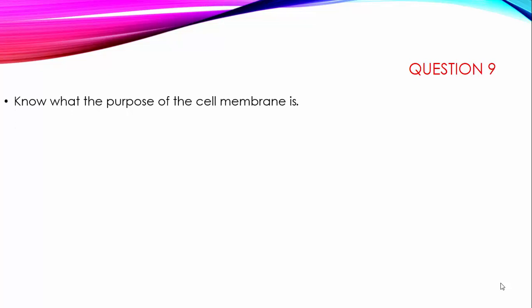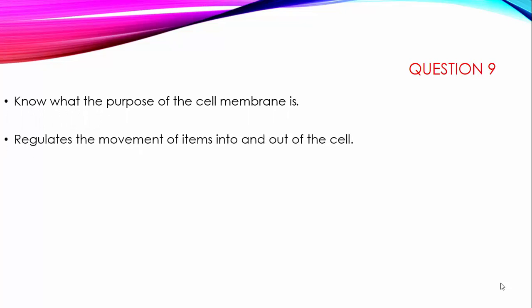Number 9, know what the purpose of the cell membrane is. Very easy here. It regulates the movement of items in and out of the cell. It is a semi-permeable membrane. That means it allows some things in and some things out. If it was just permeable and not semi-permeable or selectively permeable, it would allow all things in and all things out.